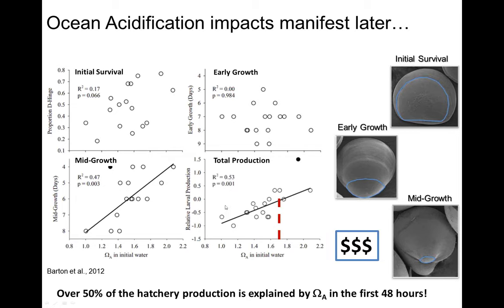And then finally, the total production, really the production in the hatchery, shows a very strong correlation with what happens in that first 48 hours and how many larvae are coming out of the hatchery. What this indicates is that over 50% of the hatchery production is explained only by what's happening in this first 48 hours in terms of saturation state.